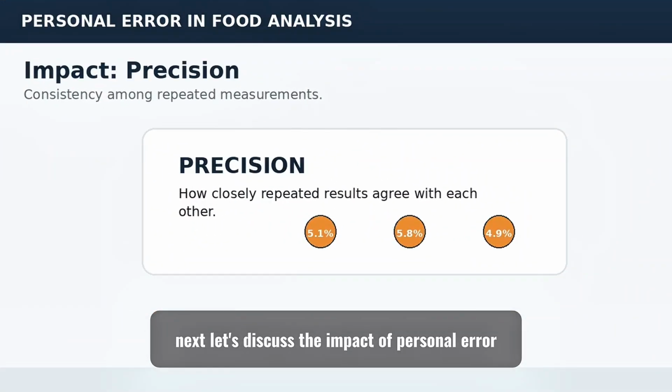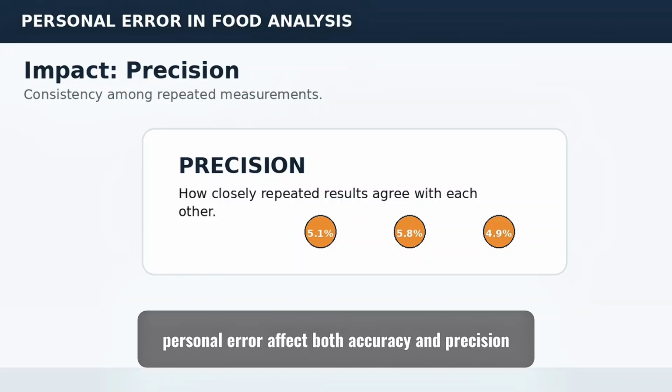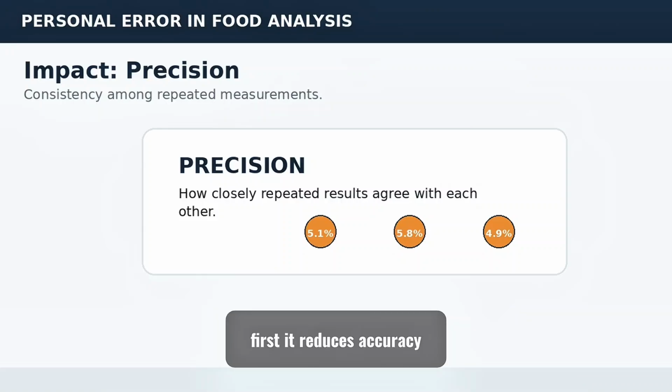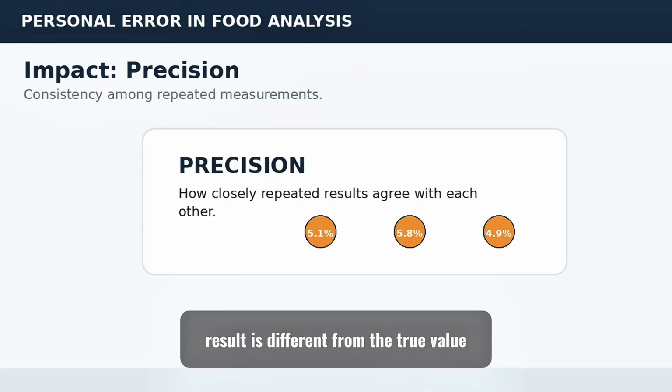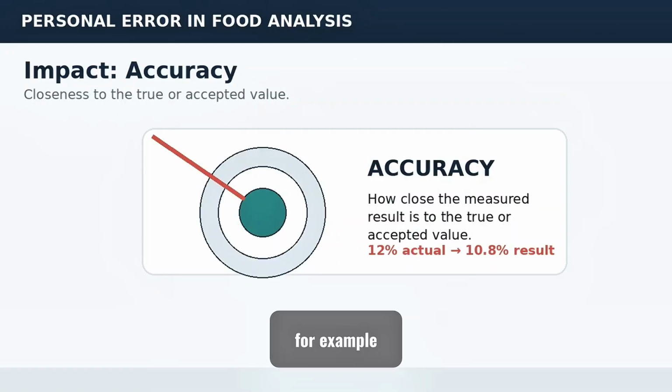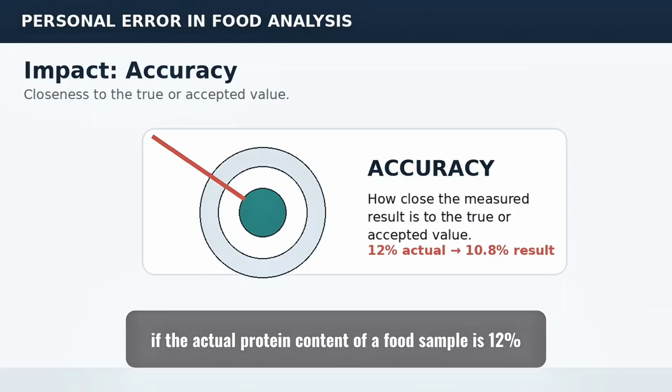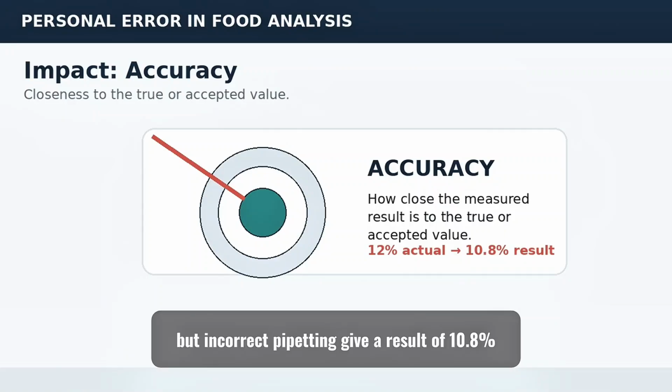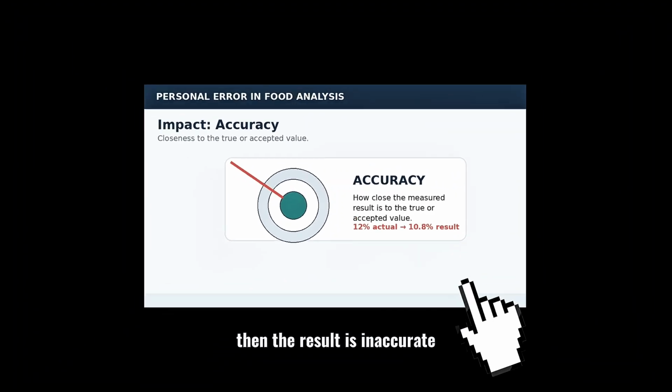Next, let's discuss the impact of personal error. Personal error affects both accuracy and precision. First, it reduces accuracy because the measured result is different from the true value. For example, if the actual protein content of a food sample is 12%, but incorrect pipetting gives a result of 10.8%, then the result is inaccurate.